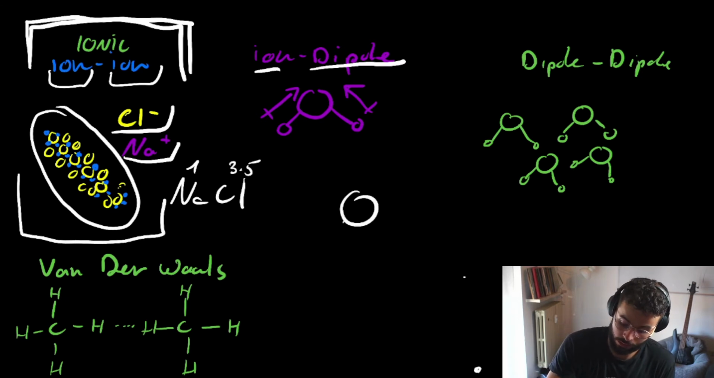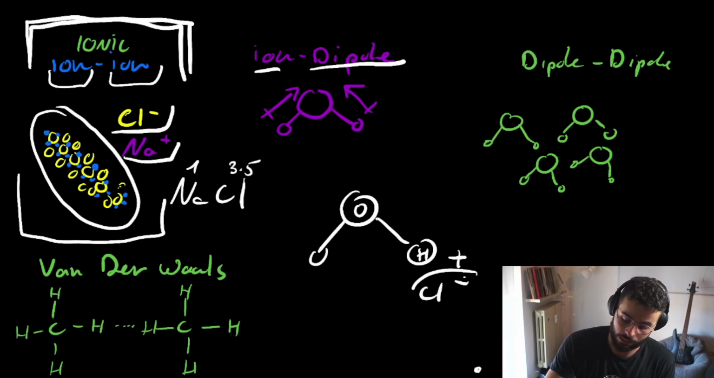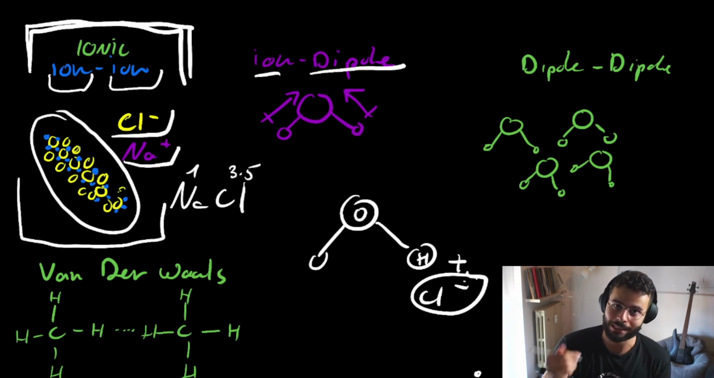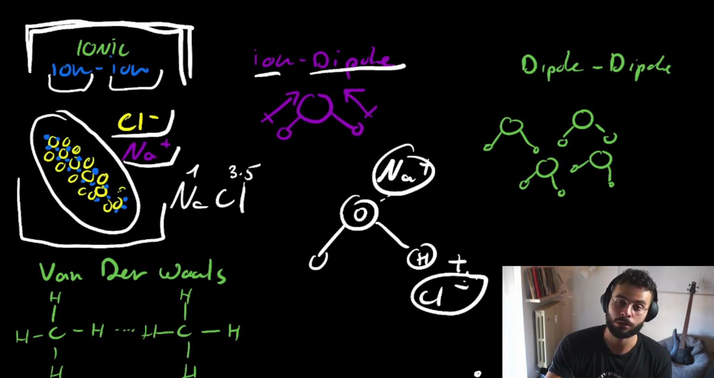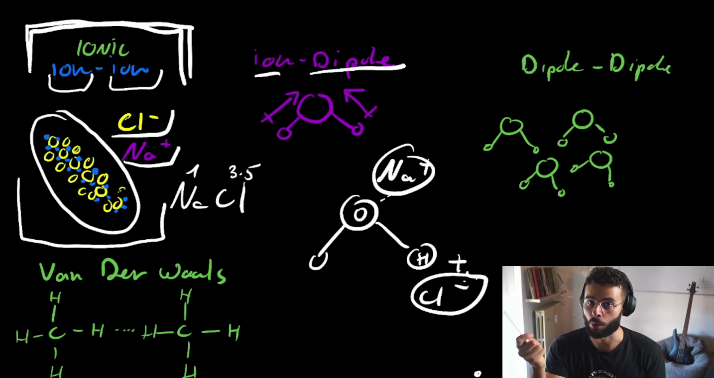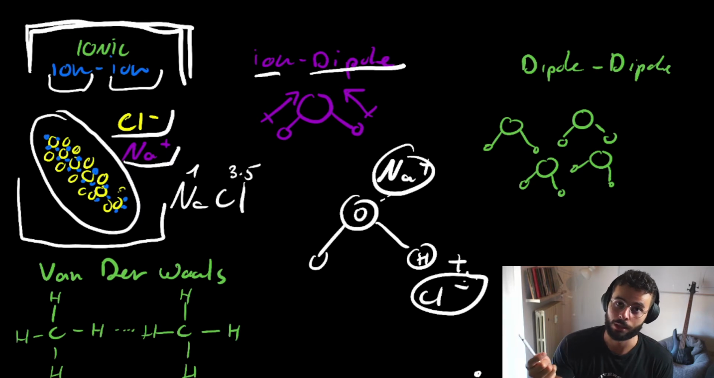So if we take the water molecule, and we have oxygen and hydrogen, the hydrogen, which is the more positive part, will interact with chloride, the negative ion, and the oxygen, which has a negative charge, will interact with the sodium with a positive charge. And this is called ion-dipole interaction. And it's very important to remember: when you have the ionic compound inside a polar solvent, this is the ion-dipole interaction.